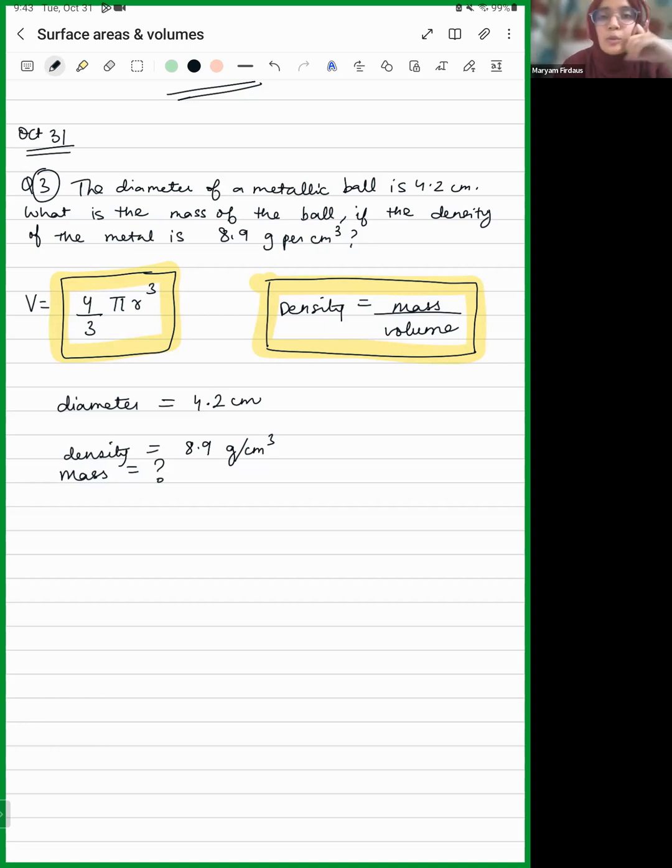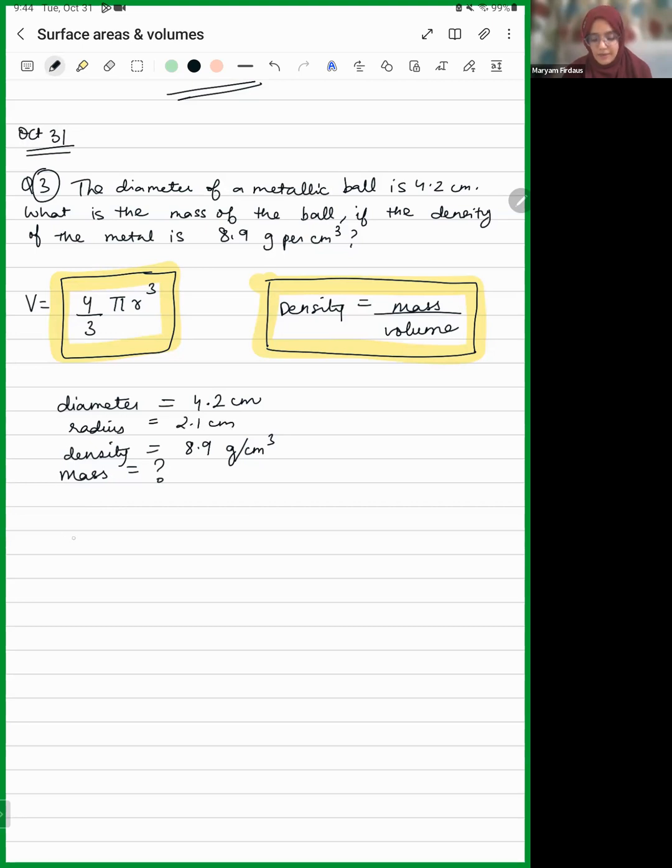After finding the volume, what will we do? So over here, volume is the denominator. We take it to the other side, so it's divided, it will be multiplied. So density multiplied by volume is equal to mass. Very good. Okay, so let's get started in this. So radius is 2.1 centimeters.